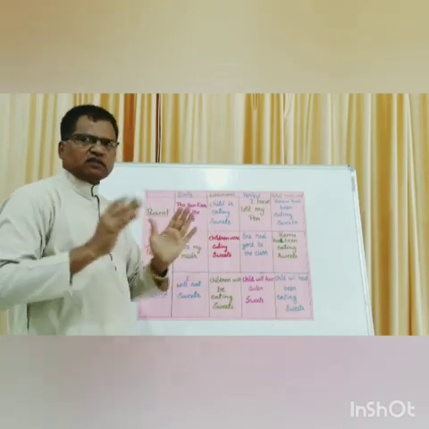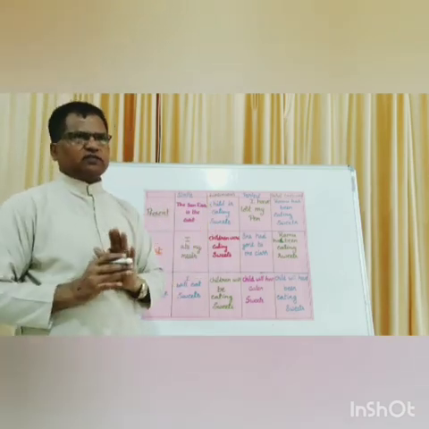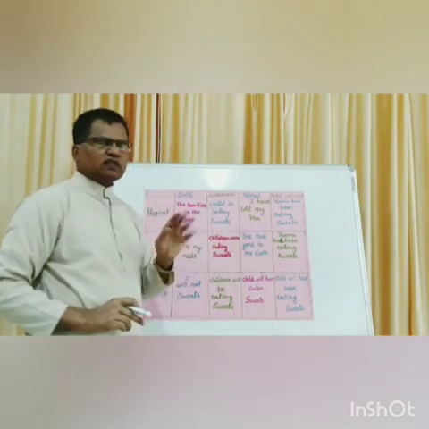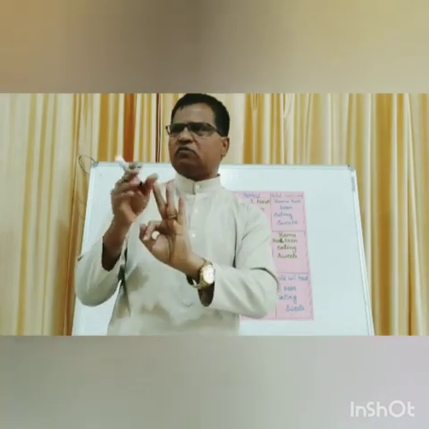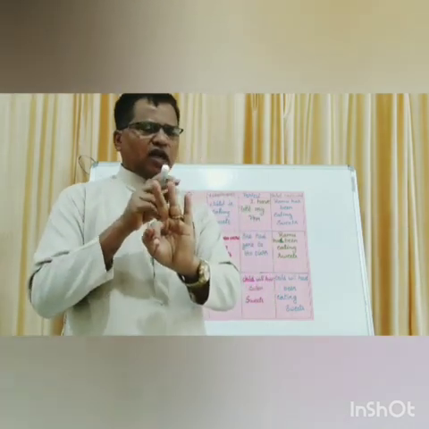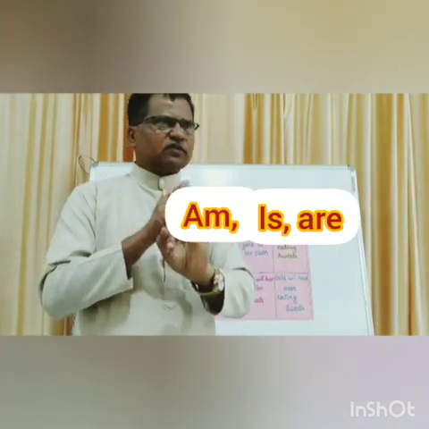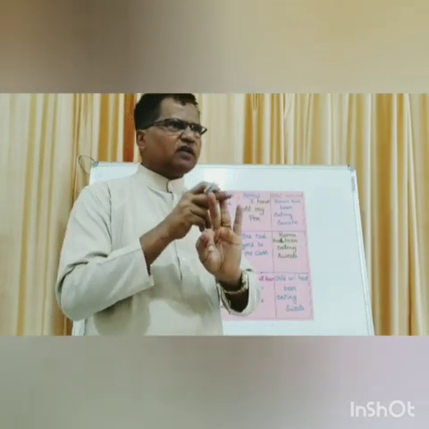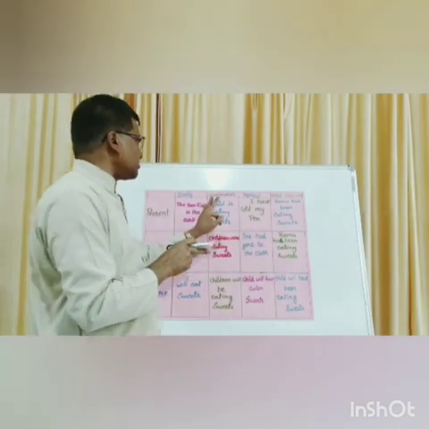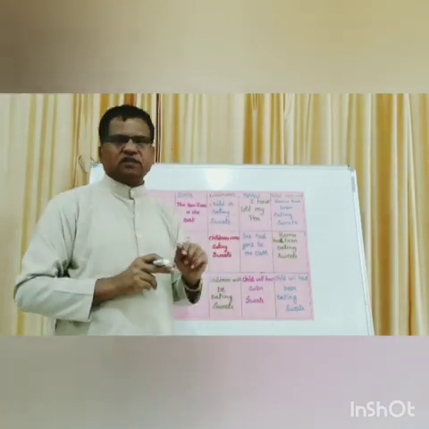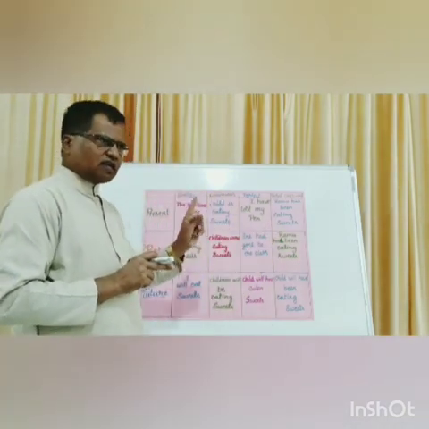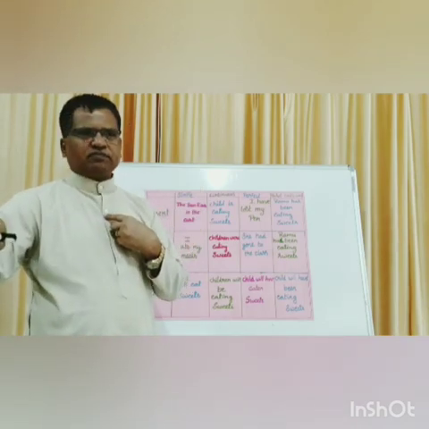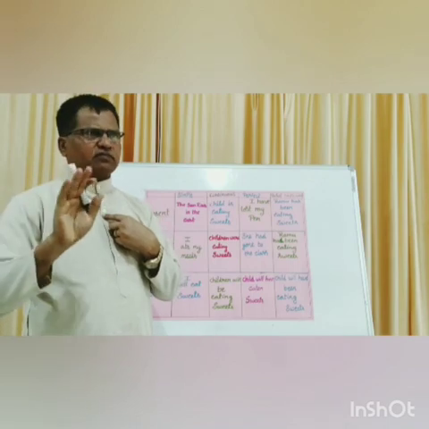Subject and verb agreement, even here there is. Now in this column, present continuous, there are three helping verbs possible: am, is, are. These three helping verbs are possible, depending on the subject. If the subject is I, then the helping verb should be am. Otherwise, am will not come.